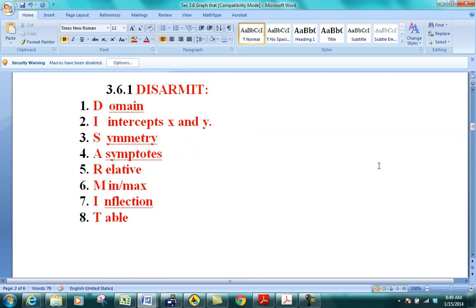Okay, so the acronym that we're going to use is DISARM IT, and I must give attribution to Ms. Ford for introducing this to me and coming up with a very catchy term to organize the work. DISARM IT really stands for, when we are trying to draw a graph by hand, to analyze it using these 8 steps. D stands for domain, I for intercepts for x and y, S for symmetry, A for asymptotes, R for relative. Actually 5 and 6 are really combined. It's RM really is what it stands for, relative min max, I for inflection, and T for table.